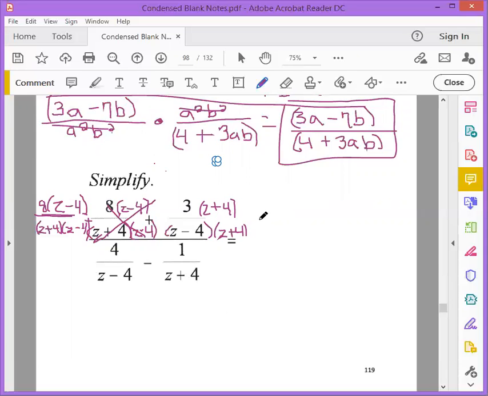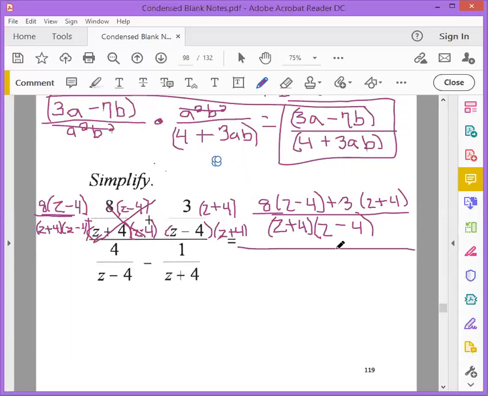All right, so now we want to combine our denominators. Will stay the same, but we want to combine in the numerators by adding. So this would leave us with z plus 4 and z minus 4 in the denominator. We'll keep that same denominator. And in the numerator, we have 8 times z minus 4, plus 3 times z plus 4 in the numerator.